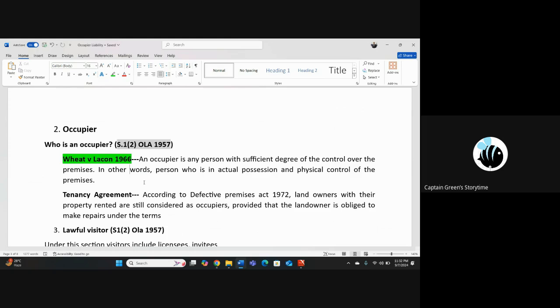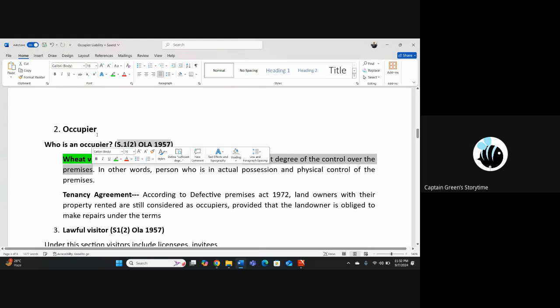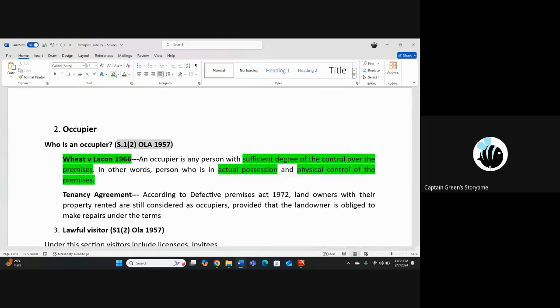Thus, it gives us three categories. Firstly, a person having sufficient control over the premises. It's our first category. A person who has control over the house, who is in control of the office, is an occupier of that place. Secondly, a person who is in actual possession of it. Again, it's the same. And thirdly, a person who is in physical control of that place. Thus, this case has given us three categories. In order to establish who is an occupier, we should use the case of Wheat versus Lacon, 1966.